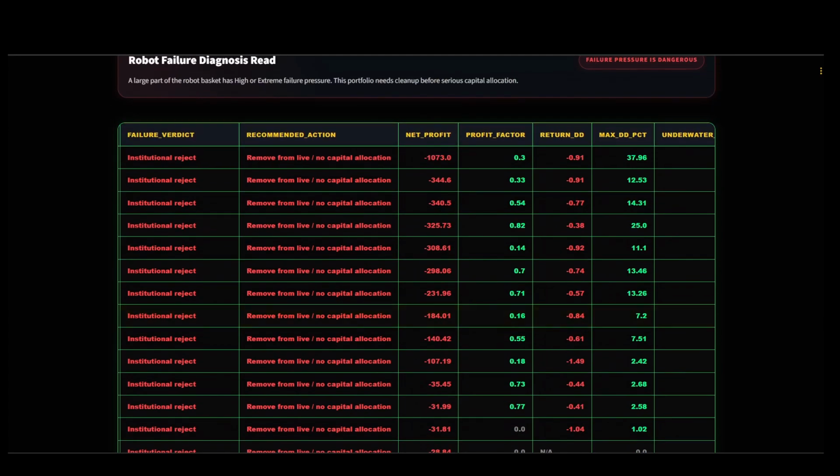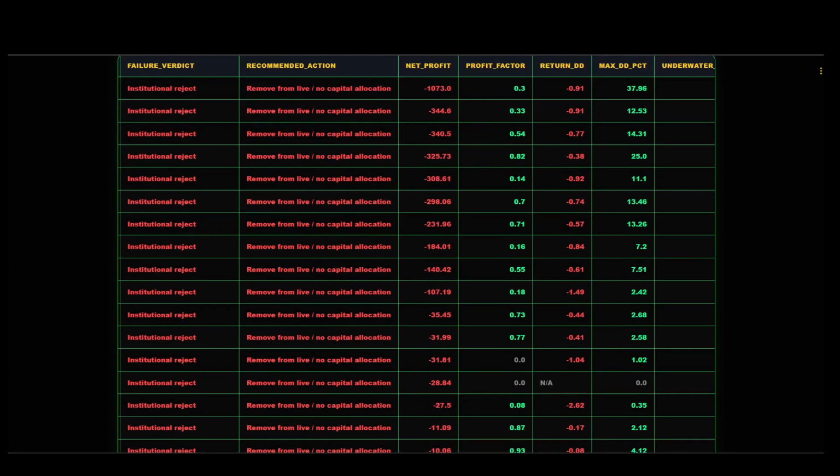At the top, we still see large clusters sitting inside institutional reject classifications. These are robots the framework considers structurally unsafe for serious capital deployment. Not because of one bad metric alone, but because multiple layers collapse at the same time. Weak return to drawdown structure, poor profit factor, negative expectancy behavior, heavy underwater pressure, or dangerous instability profiles. And once several of those pressures combine together, the workflow moves from caution into outright rejection logic. That is why many of these robots receive actions like remove from live, no capital allocation, or complete structural rejection.